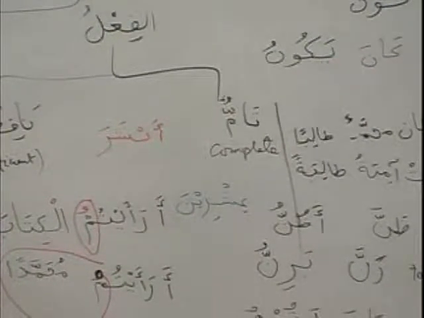Ishreena, Thalathuna, Arbauna. Are you with me? Khamsuna, Situna, Sabauna, Thamanuna, Tisuna. What are they, brother? 20, 30, 40, 50, 60, 70, and 80, and 90. All these nouns are on the pattern of jam' mudhakkar salim. So ishruna, it is marfu.